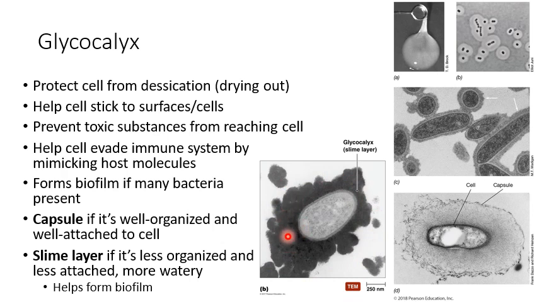So if the glycocalyx is not as well organized and it doesn't stay attached very well to the cell, then it's a slime layer like this. So you can see little bits of this glycocalyx are getting left behind by the cell here. Especially the slime layer glycocalyx is really useful for forming the biofilm. As you can imagine, it becomes like slime that all these bacteria are just suspended inside of, and they're safe there.